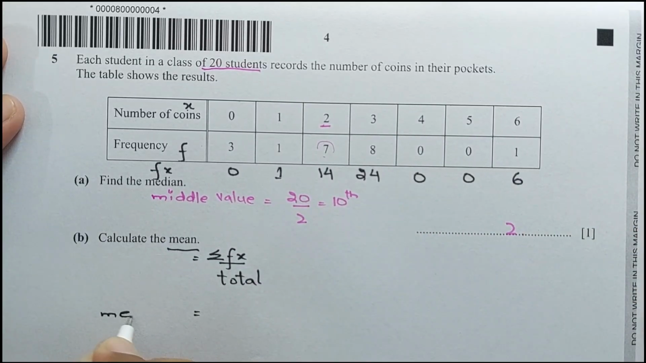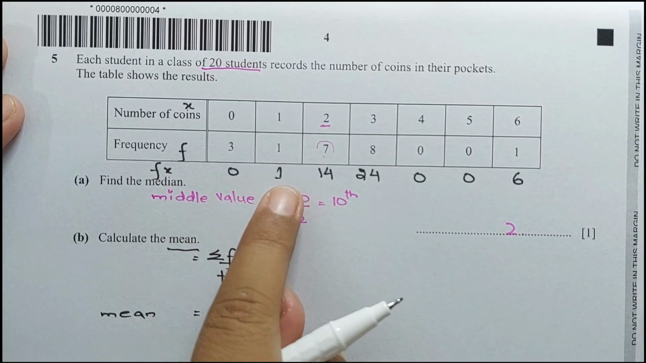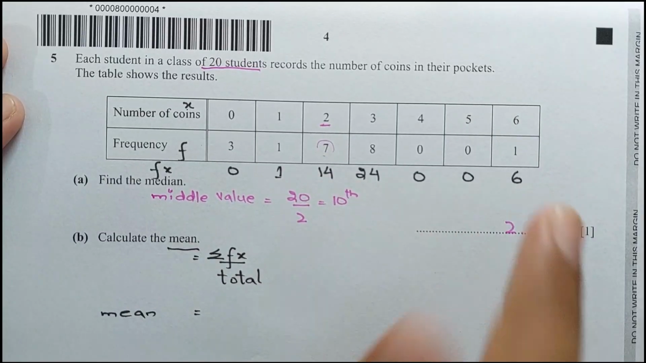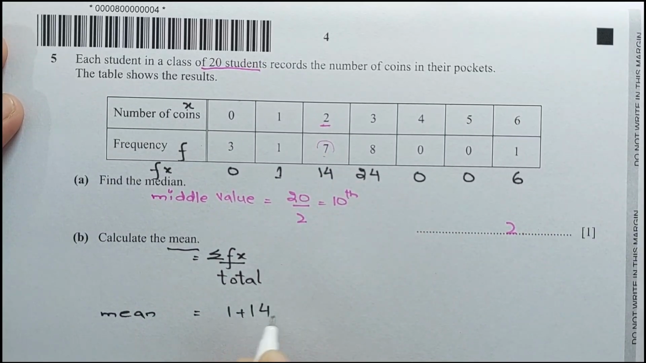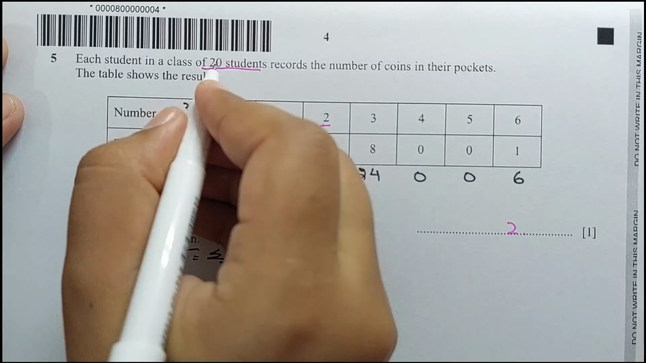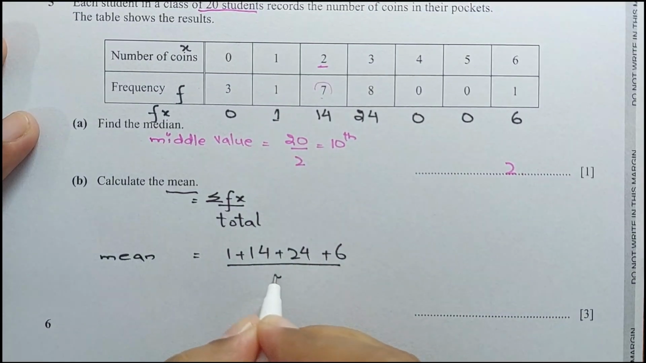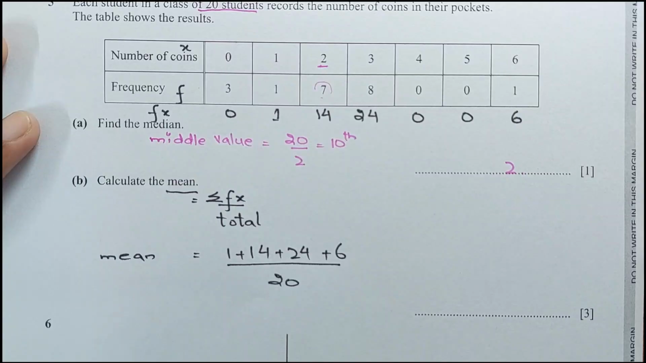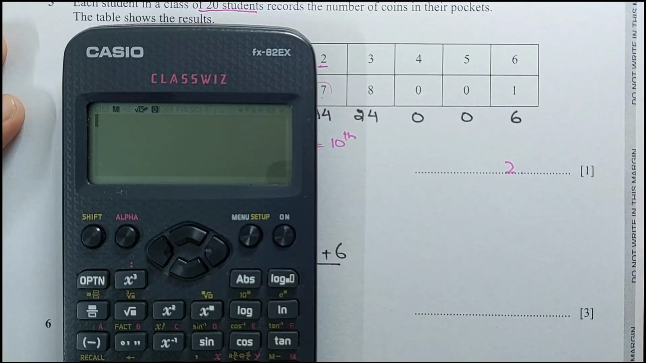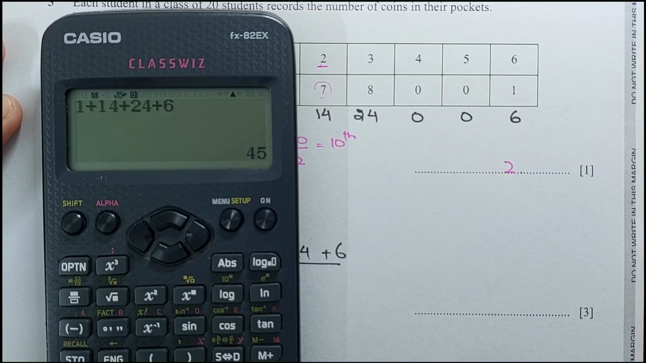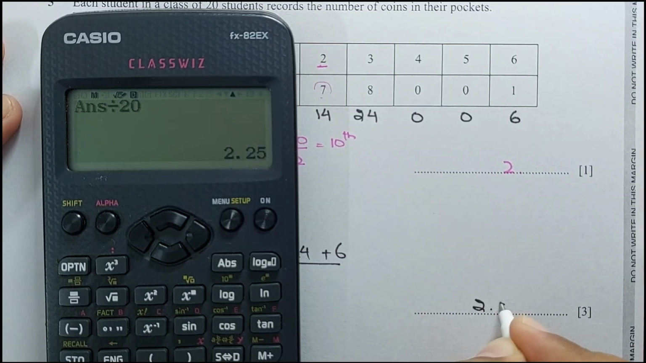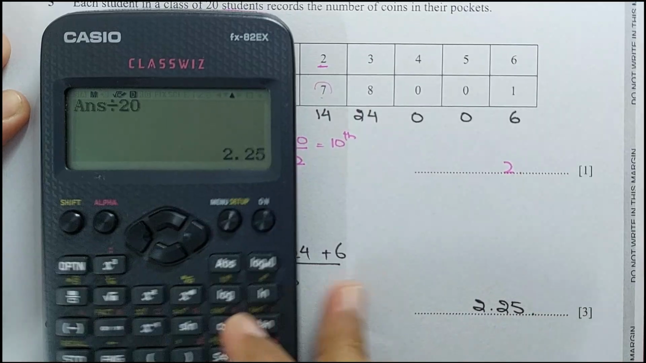Okay, calculate the mean now. So 0, 1, 14, 24, 0, 0 and 6. So it is 1 plus 14 plus 24 plus 6, and you have to divide it by the total, 20 students. Okay, let me simplify that. So 1 plus 14 plus 24 plus 6 divided by 20. That is 2.25. That is the mean.